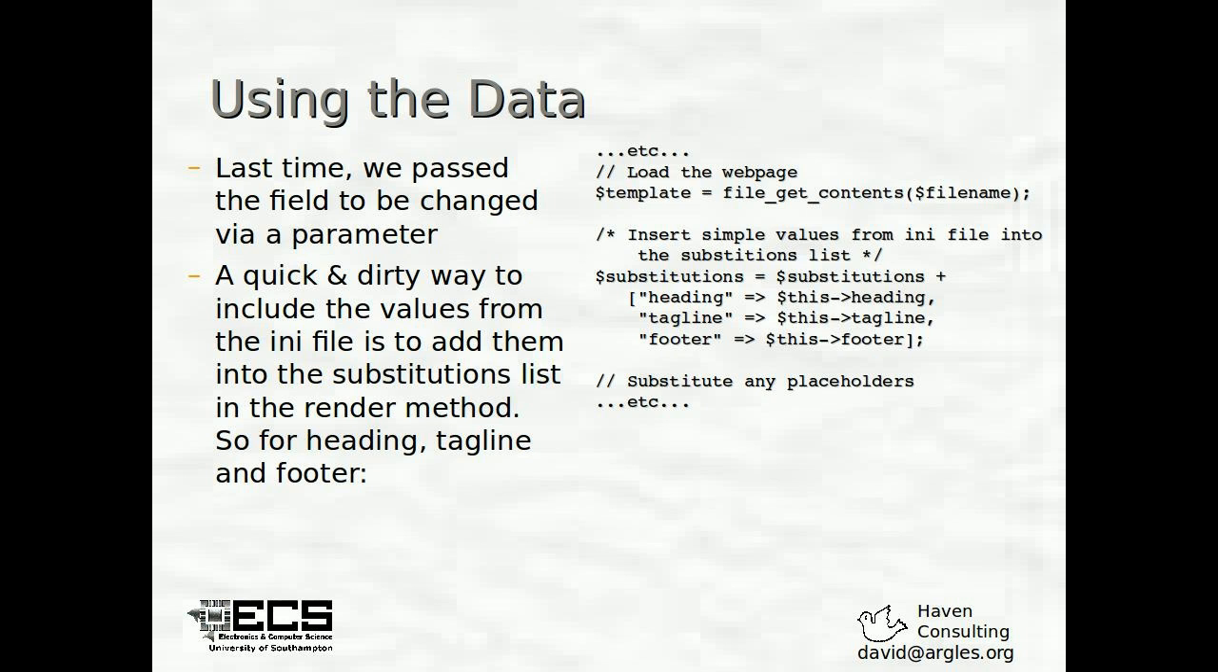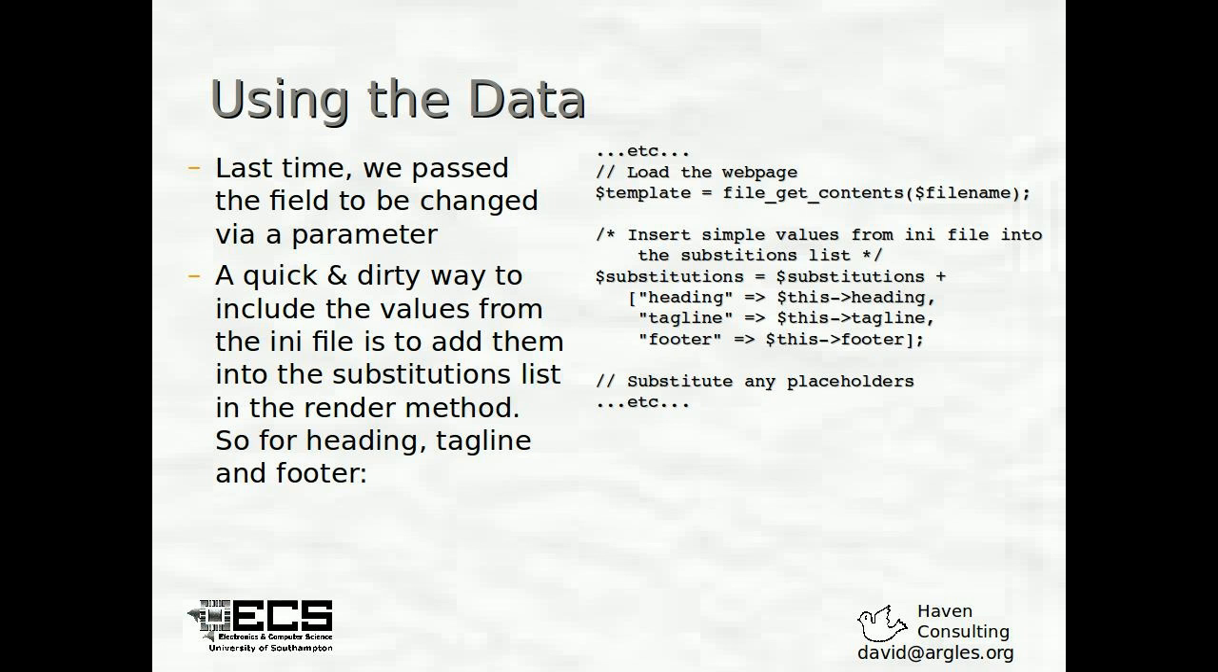Now, last time we passed the field that we wanted to be changed via a parameter. What we're going to do here is take the various entries in our ini file and put them into an array, and we're going to pass them over as a substitutions list when we call our render method.